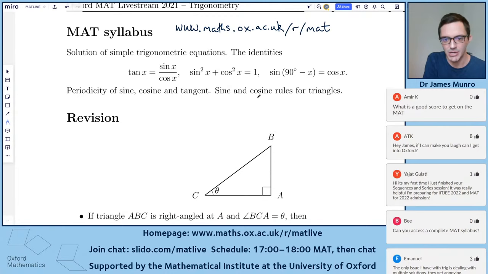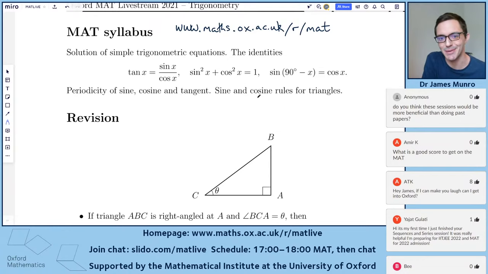Okay, is this better than doing past papers? We're going to do some past papers as part of this. The last 3 sessions are going to be doing past papers.